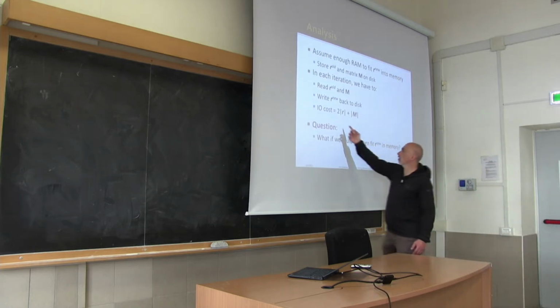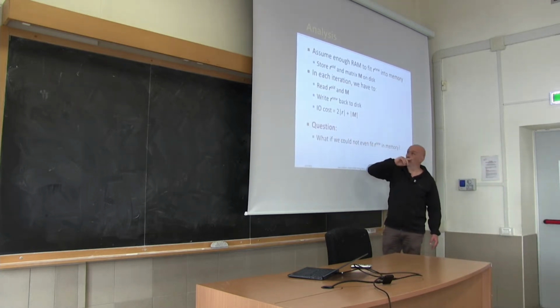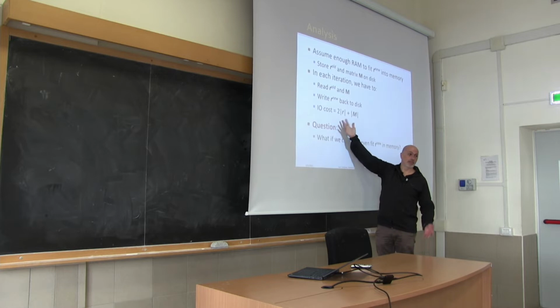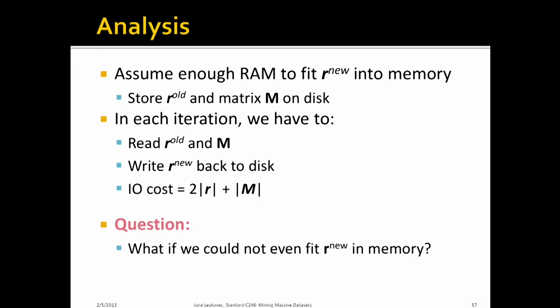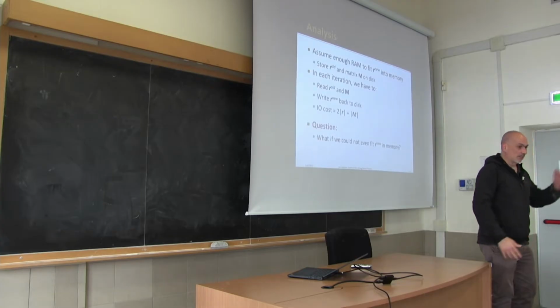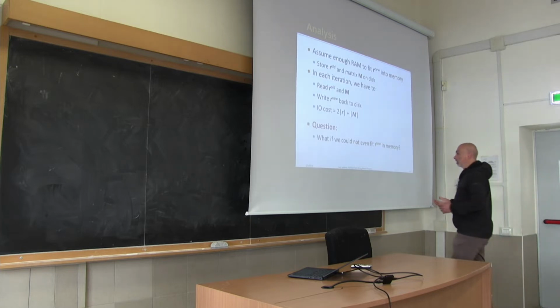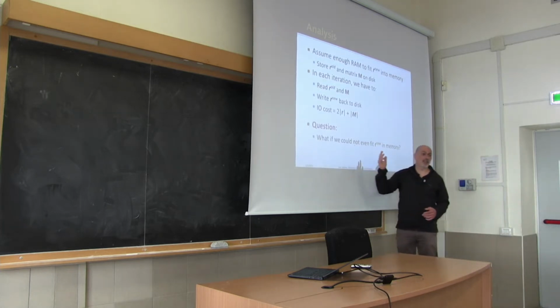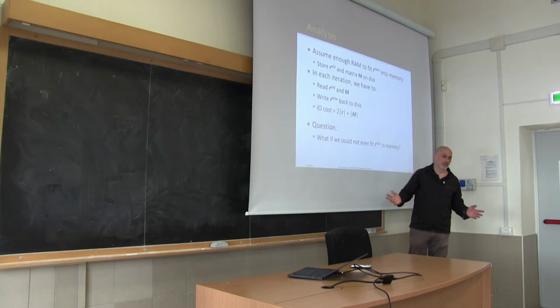It means your I/O cost in every iteration is proportional to twice the size of the pageRank vector plus the number of entries of the matrix. So this is a short way to write the number of non-zero entries of the matrix. That's important. Not the entire matrix, only the number of non-zero entries, just because you are storing the adjacency list. And that's it. What happens if we cannot even fit the entire vector R new?